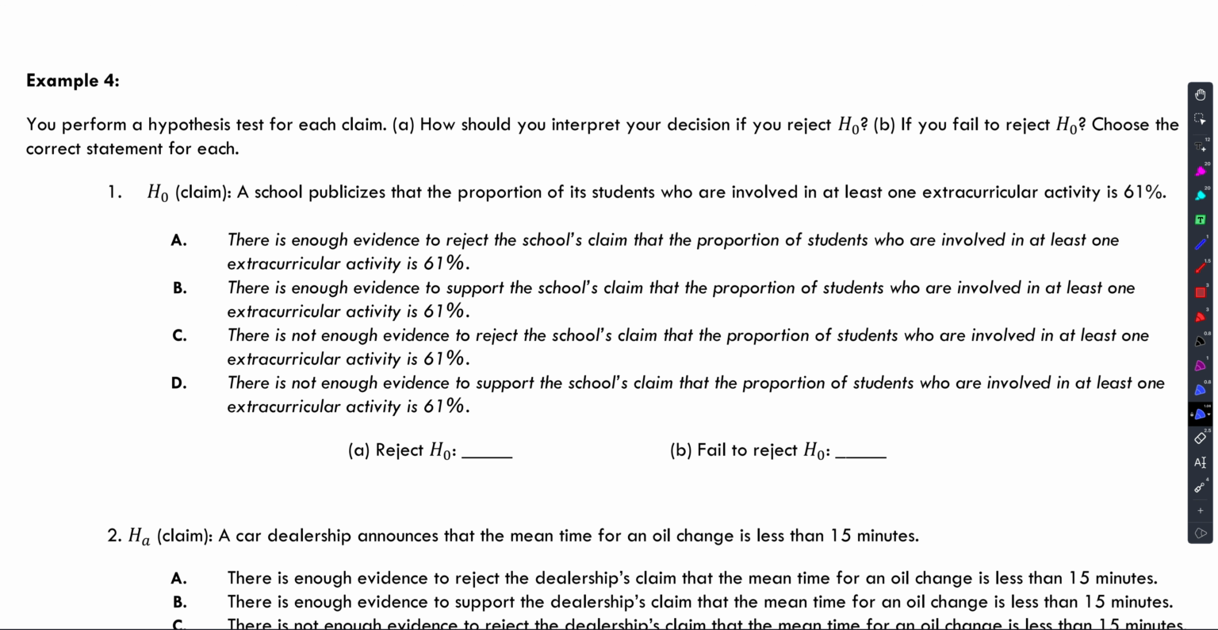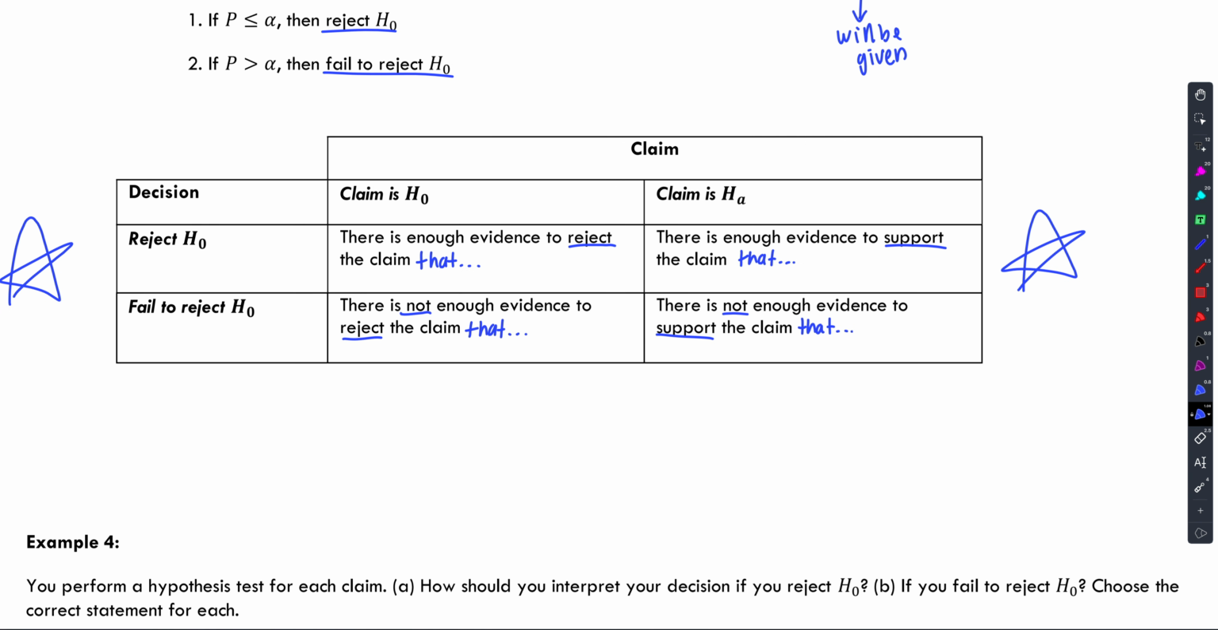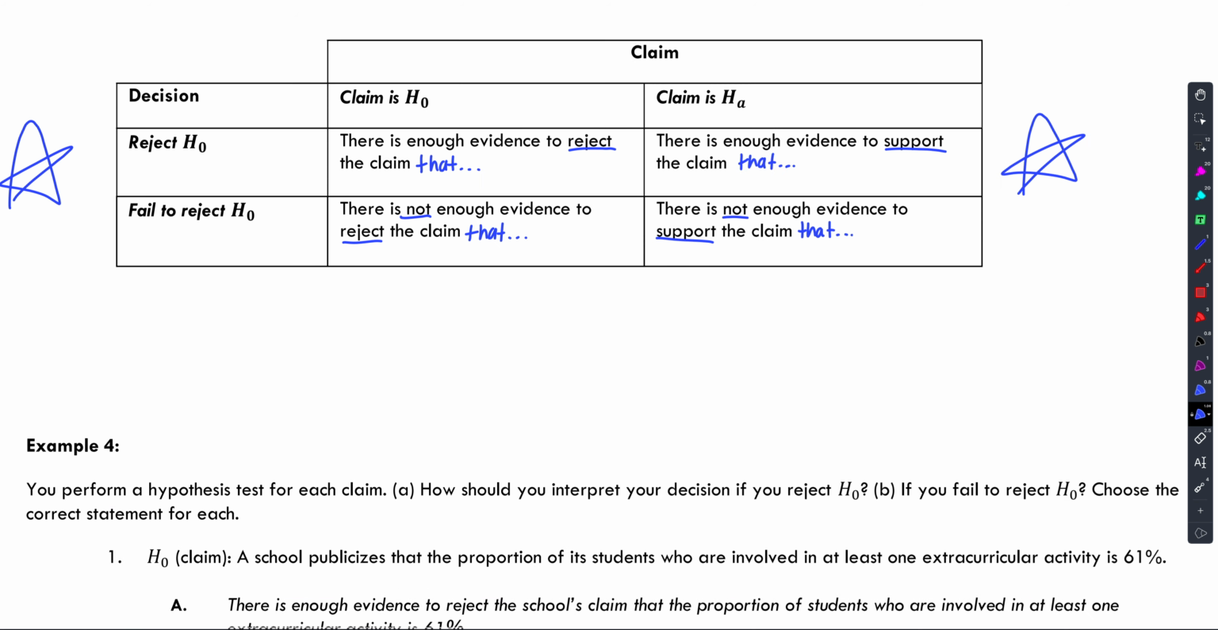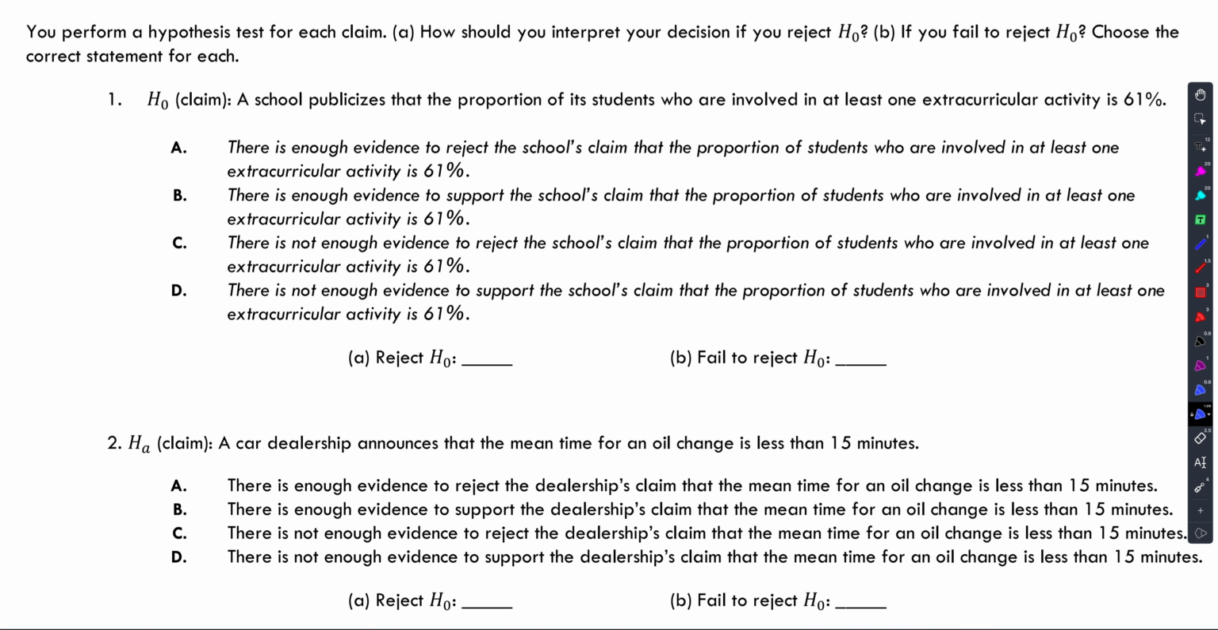So for part A, since we know our claim is H0 and we're rejecting H0, based on the chart, what's the wording we're going to use? There is enough evidence to reject. So which one of these is that? A is correct. This one says there is enough evidence to reject. This one says there is enough evidence to support. C says there is not enough evidence to reject, and D says there is not enough evidence to support. So the only one that says there is enough evidence to reject is A.